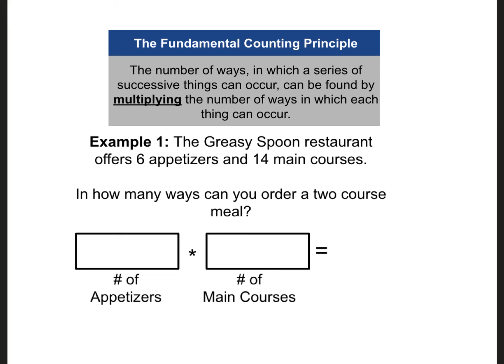So if I look at my first example, it says the Greasy Spoon restaurant offers 6 appetizers and 14 main courses. And how many ways can you order your 2-course meal? So the first thing we have to figure out is, okay, how many choices do I have to make? Well, I have to choose an appetizer and a main course.